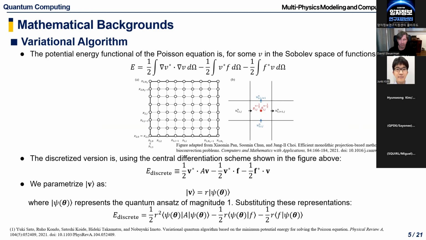It uses the potential energy function of the Poisson equation. Using the central differentiation scheme shown in the figure here, the energy functional can be discretized using the discrete Laplacian operator A. Without loss of generality, we can assume that the magnitude of the source vector f is 1 due to the linearity of the Laplacian operator. However, we cannot do the same for the solution vector v, so we parameterize v with r and theta, where psi theta is the quantum ansatz of magnitude 1. Substituting this representation, we get E discrete with r and theta.